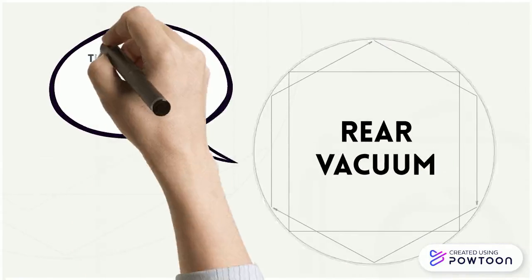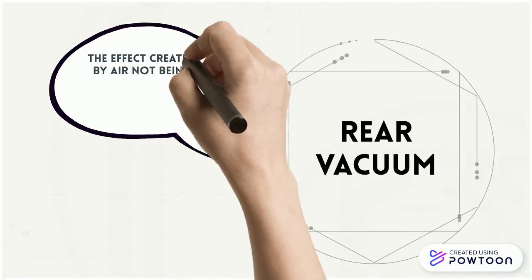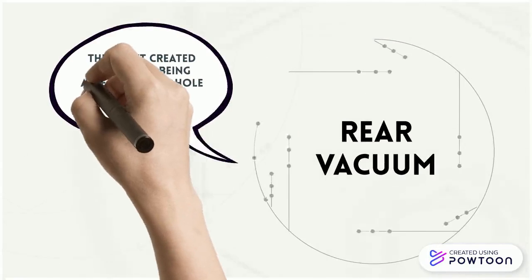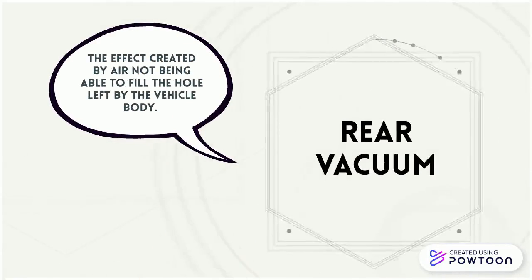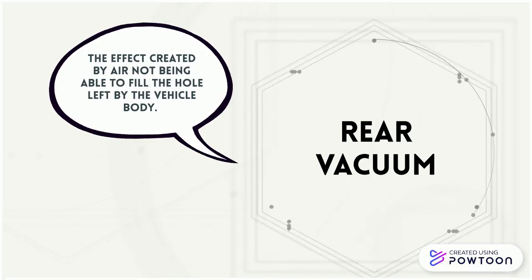Rear vacuum is the effect created by air not being able to fill the hole left by the vehicle body. As the vehicle passes through the air, it leaves some vacuum areas or holes behind the rear parts of the car, including the window and the trunk. The air cannot fill these holes in time, so it causes the flow detachment.